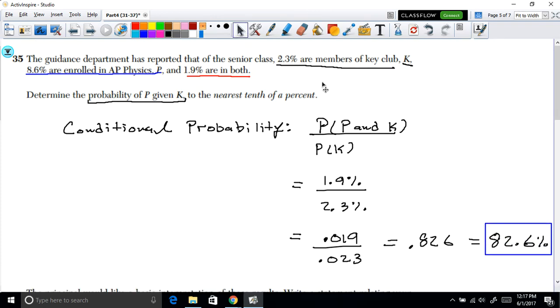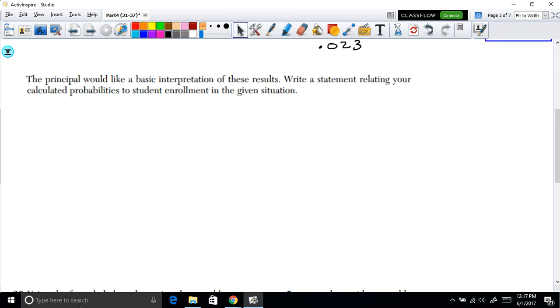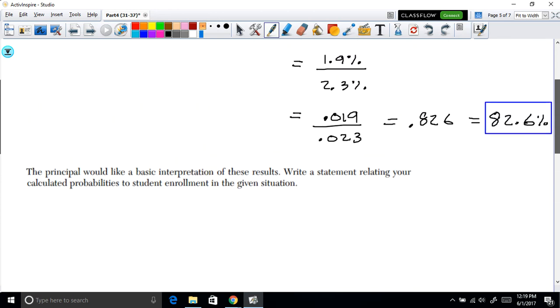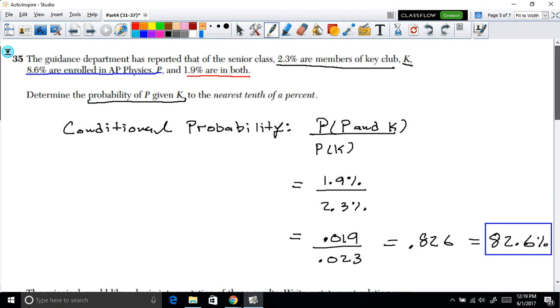But this is not all they're asking us, at least in example 35 here. In example 35, now here it's stating that the principal would like a basic interpretation of these results. Let's write a statement relating what we found on the previous section here. So let's make sense of what we obtained. We found out that the probability of P given K is equal to 82.6%. But what is P and what was K? Well, let's come back to the problem here.